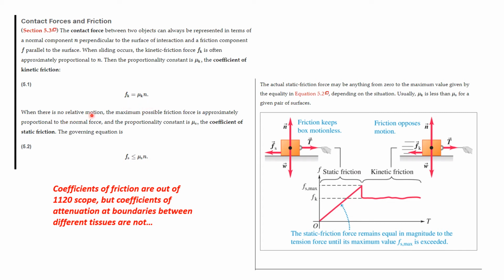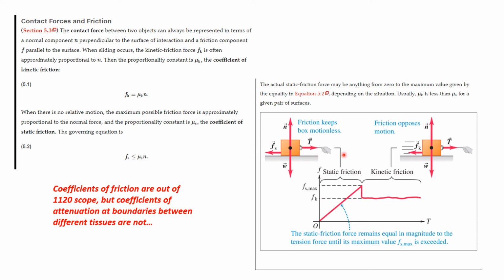Now, if there's no relative motion, the maximum possible force of friction is proportional to the normal force, with a different constant, which is called the coefficient of static friction. Here you're just getting it started, and you see it takes more force to get something started than it does to keep it moving. And here's a picture showing you how these forces are.